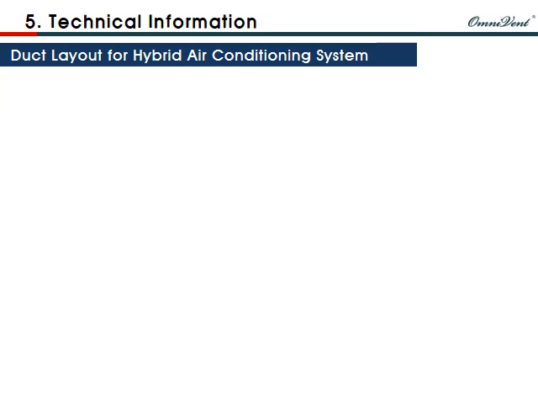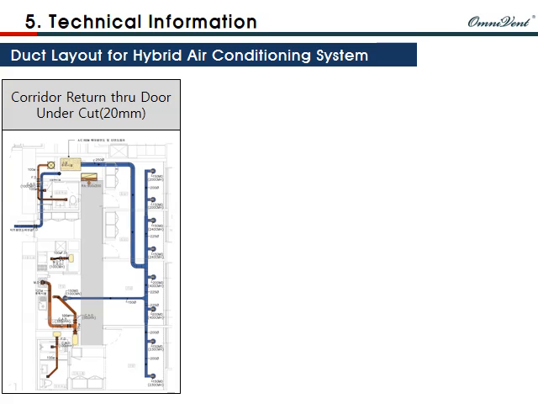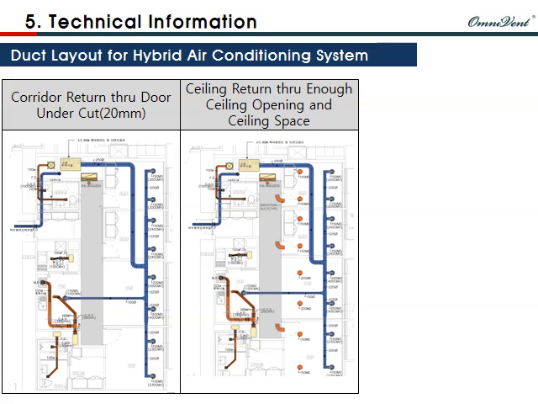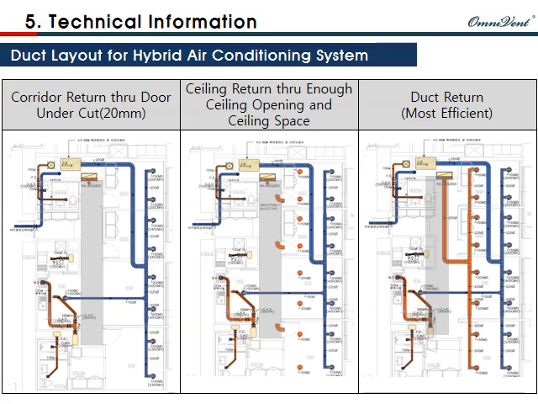The following images are various duct layouts of our hybrid air conditioning system. Layouts on the left show a duct design method with supply air through a single duct and corridor space return through a door undercut. The middle layout shows a duct design method with supply air through a single duct and ceiling space return through an induction duct from room ceiling to corridor ceiling. Even though the prior two design methods will save initial installation cost, they are not recommended due to inefficient energy consumption and poor room comfort. The duct layout method on the right-hand side shall be mostly preferable for room comfort and energy saving.